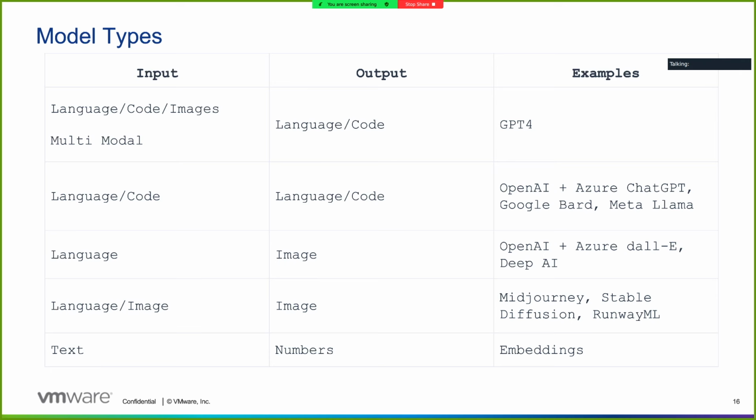Then you have language or code to language or code. This is the one we're most familiar with, what's behind ChatGPT. There are others, of course, Google Bard and Meta Llama. These are other players in the space. There's also Anthropic Claude, which I should have on this slide.